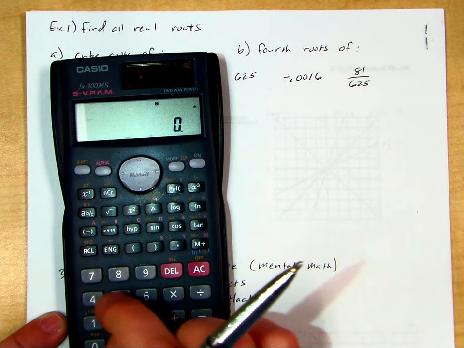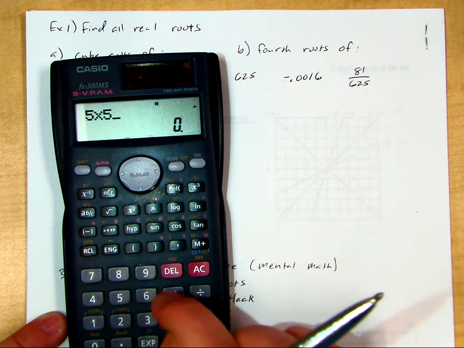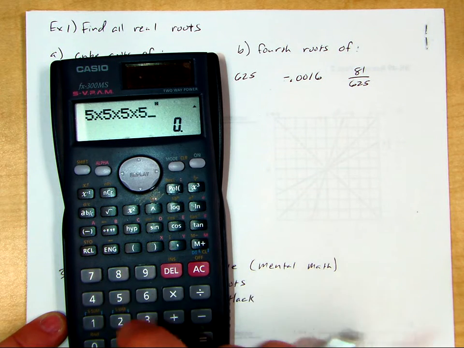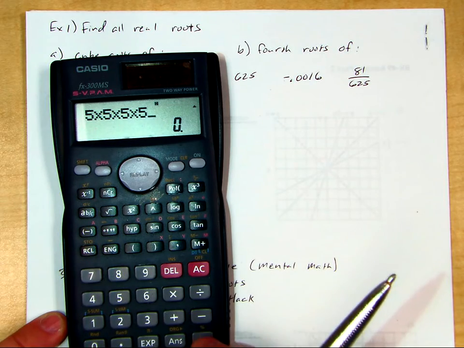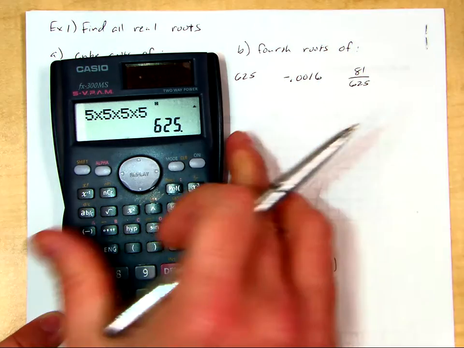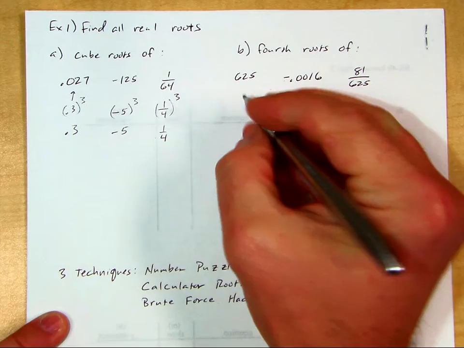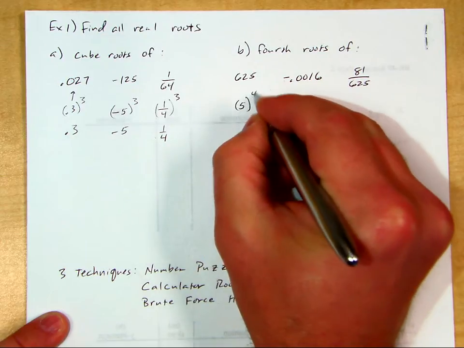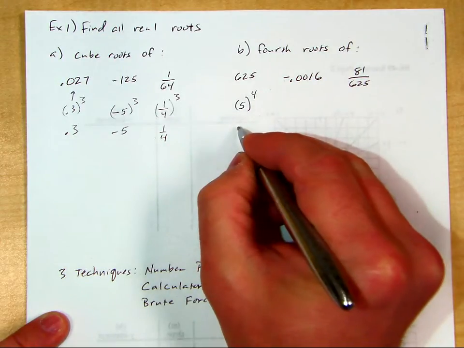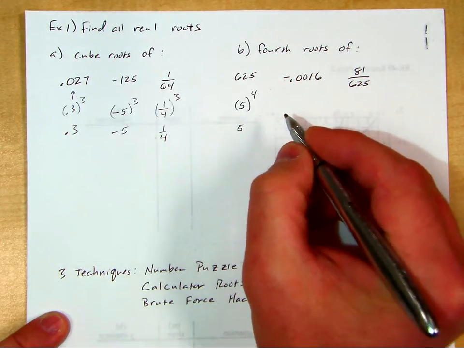Let's try 5. So it's 1, 2, 3, 4. There's 4 5s right there. Let's see what that equals. Boom, 625. So this means 5 to the fourth power equals 625. So the fourth root of 625 is 5.